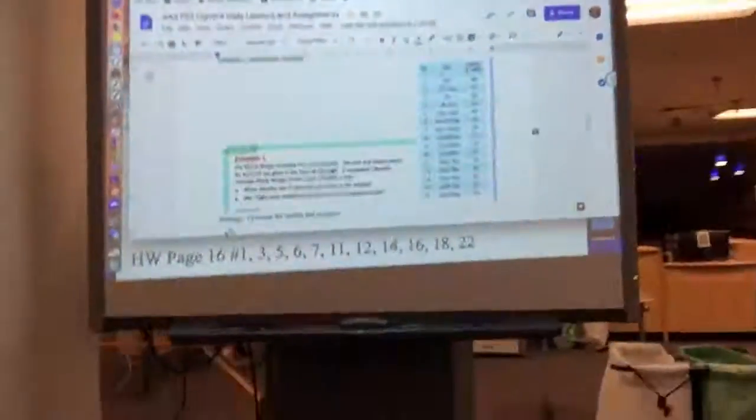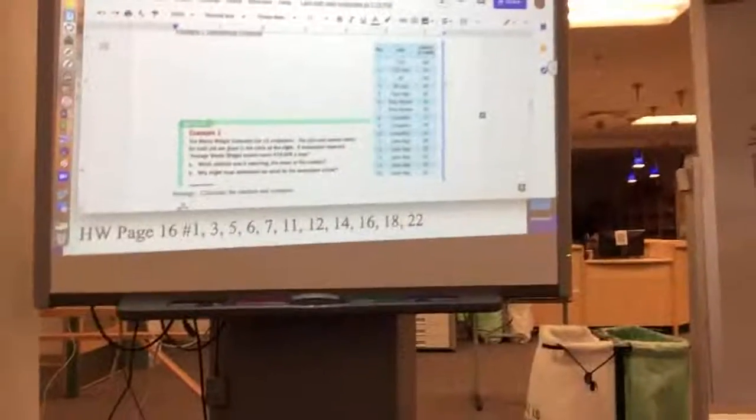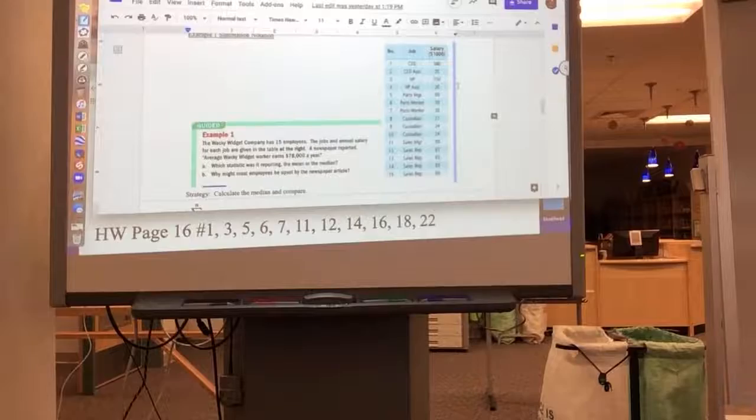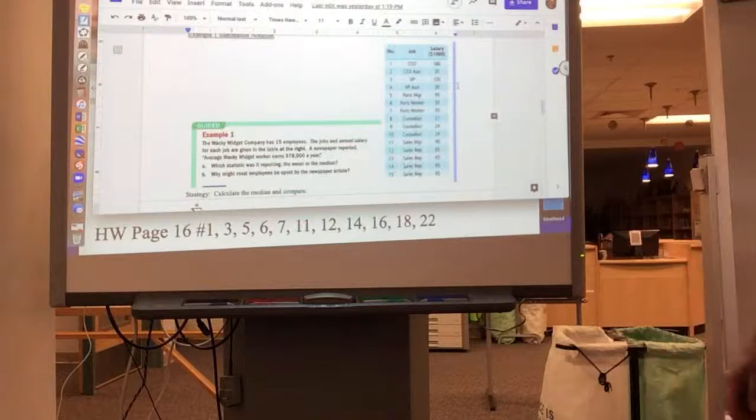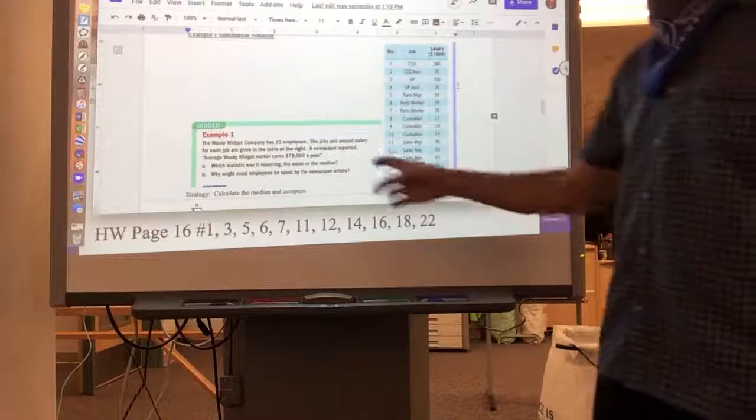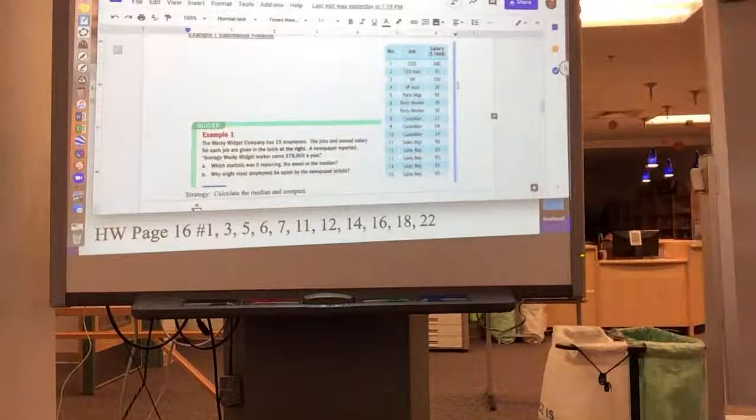Wacky widget company problem. So they give all these salaries in thousands. At 15 employees, a newspaper article says $78,000 is the average salary. So what do you think? Is that a median or is that a mean based upon what you see in front of you?